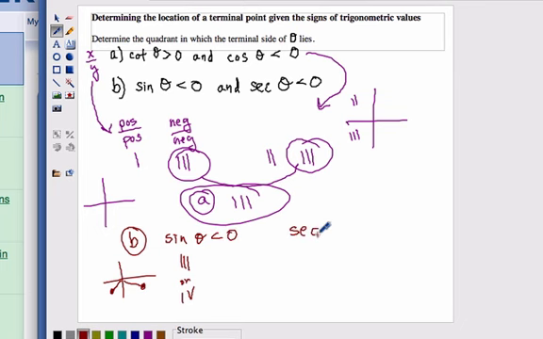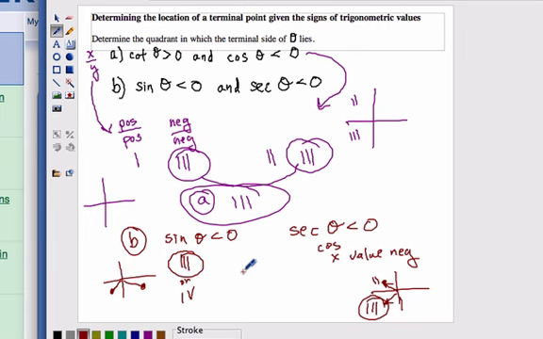Now what about if secant of theta is less than 0? So secant is the reciprocal of cosine. So this goes with your x value. So when is your x value negative? That's what we're looking at. Okay, so we think of our little xy axis here. X values are negative in quadrant 2 or quadrant 3. I could have a negative x and y could be positive, or a negative x and a negative y. And so we see quadrant 3 is part of both of these. So my answer for part B is quadrant 3.